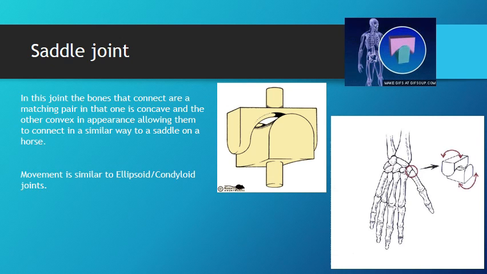A saddle joint is where the bones that connect and join together complement one another. So as you can see here, one is concave and the other one is sort of convex, and they can connect together really nicely. So these are very, very similar to the condyloid joint in that they only really allow your joint to move in one or two directions. And the most popular and well-known one is the one that connects your thumb to your wrist.